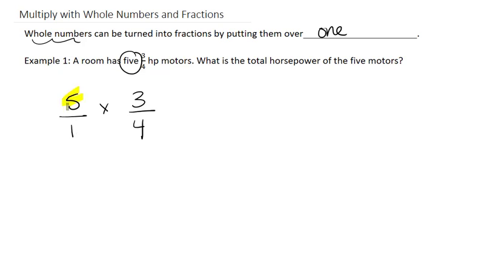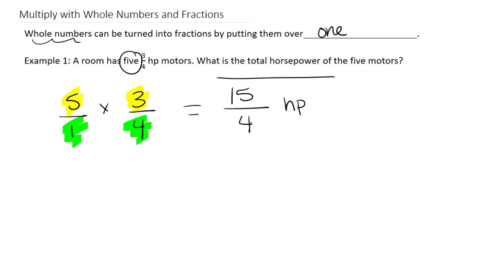Then, like before, we multiply the top together, and then we multiply the bottom together. So when we multiply, we go 5 times 3, which is equal to 15. 1 times 4 is equal to 4. So our solution for this would be 15 over 4 horsepower. And that would be how we represent horsepower in our units. So now let's look at another example.